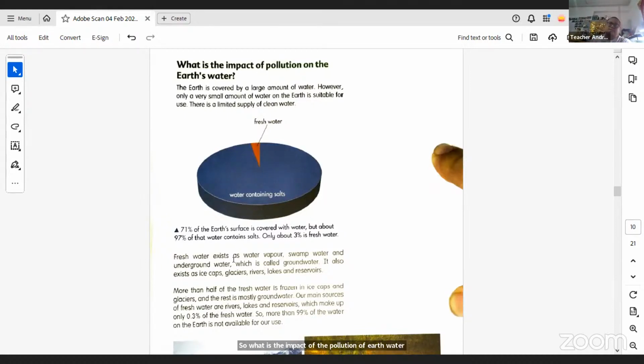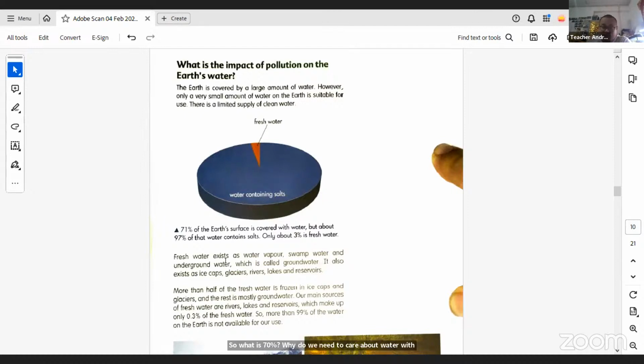Some students say, hey, Mr. Andrew, I see the map. The map has so much water, so many oceans. Why do we need to care about pollution of water? Why do we need to care about conserving water? We have so much water on this earth. The land is around 30%. The water is 70%. Why do we need to care about water? We have so much supply.